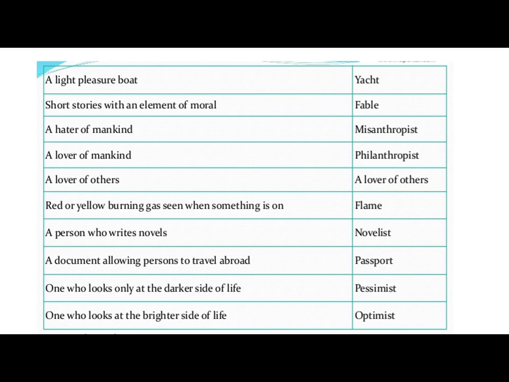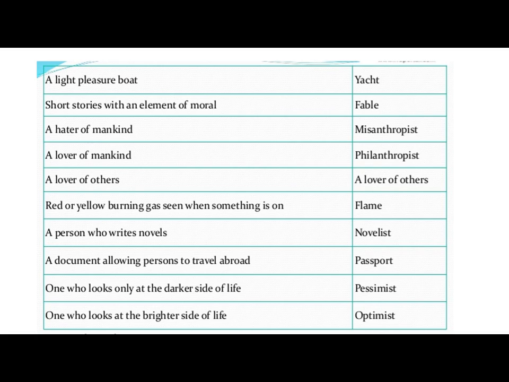A light pleasure boat: yacht. Short stories with an element of moral: fable. A hater of mankind: misanthropist. A lover of mankind: philanthropist. A lover of others. Red or yellow burning gas seen when something is on fire: flame.